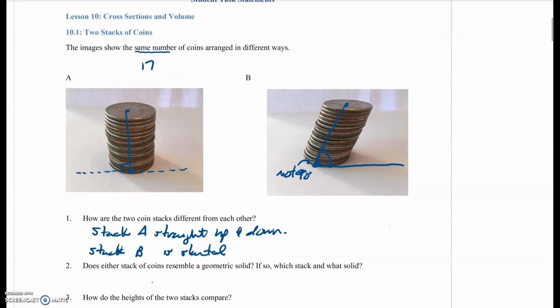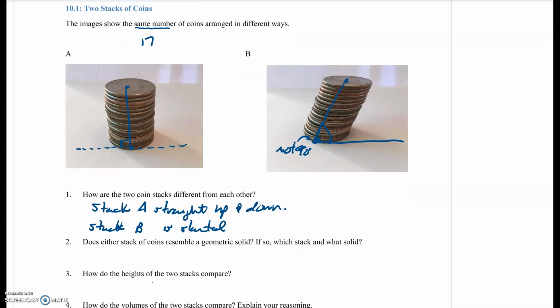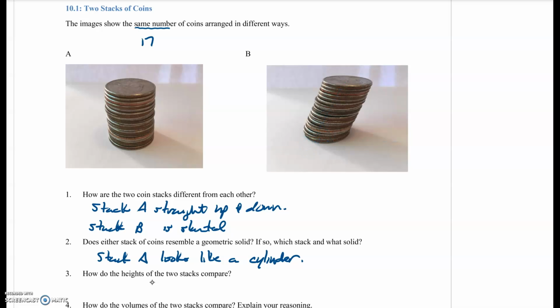Part 2 here, number 2, says, does either stack of coins resemble a geometric solid? Well, sure. Stack A looks like a cylinder. Perfect. Now for number 3, how do the heights compare?